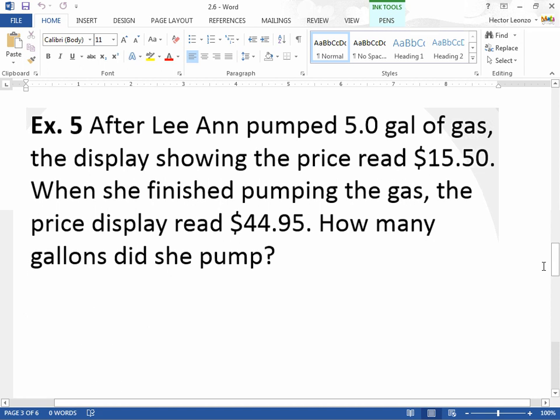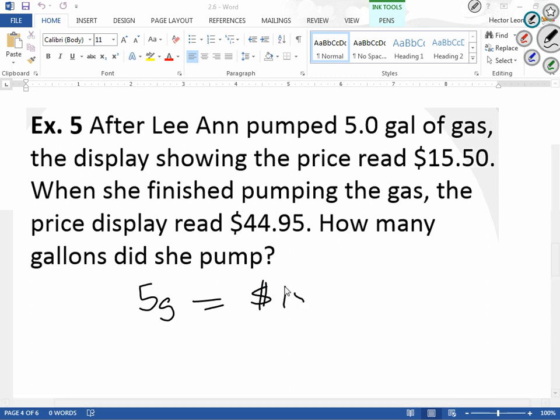Let's take a look at this. This is the reason why we have proportions. After Leanne pumped 5 gallons of gas, the display showing the price read $15.50. So let's take a look. Let me write 5 gallons of gas. So I'm going to use 5G is equal to, dollars wise, I'm going to write 15.50. Now, when she finished pumping the gas, the price displayed read $44.95. How many gallons did she pump?